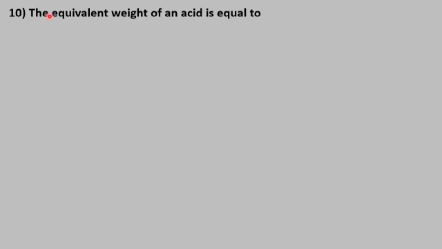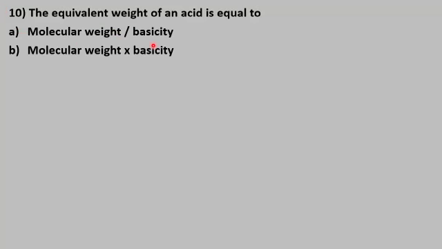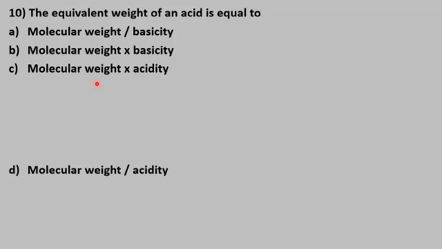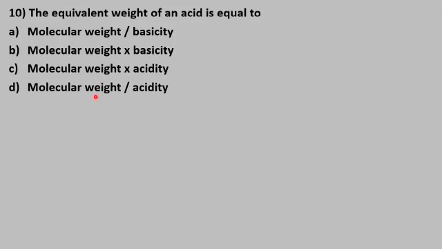Question number 10. The equivalent weight of an acid is equal to dash. Option A molecular weight divided by basicity. Option B molecular weight into basicity. Option C molecular weight into acidity. Option D molecular weight divided by acidity.